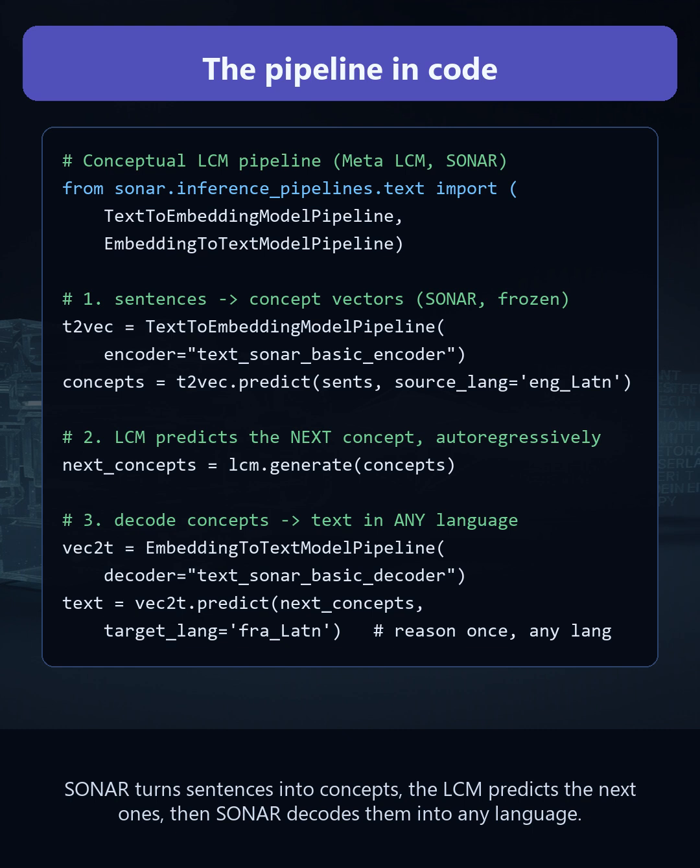In code, the concept pipeline is refreshingly modular. You use SONAR text embedding pipeline to turn sentences into concept vectors, feed those to the large concept model to generate the next concepts, then use the embedding to text pipeline to decode them, and you can pass a different target language on the way out. The heavy model in the middle never has to know which language you want.